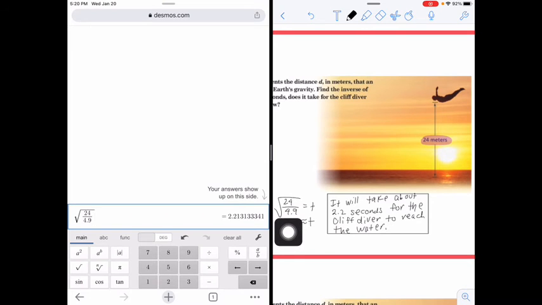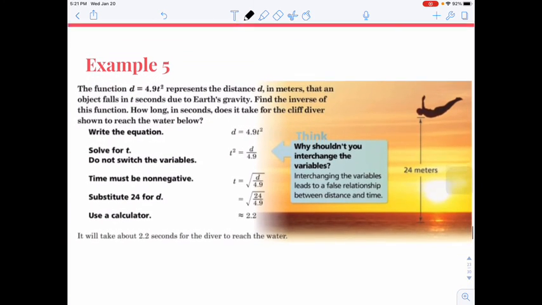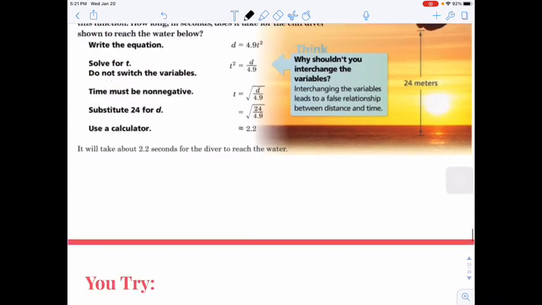To solve the square root of 24 over 4.9, I don't expect you to do this in your head, so you would either use a calculator or Desmos. If you're using Desmos, you can use the square root button and then choose the fraction button, and it will put you right up top. You can type 24, click down, or click right on it, and you can add in 4.9. Once you do that, it starts to give you the answer right away, and you can see that it is about 2.2 seconds. The work for this problem is written out on the following slide.